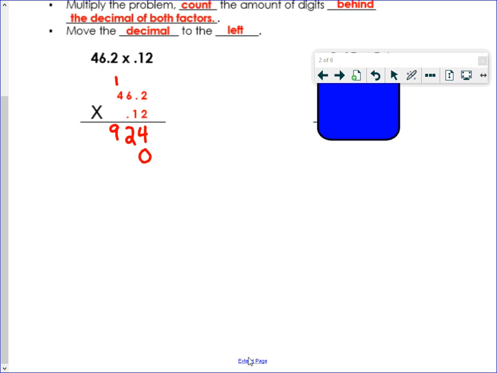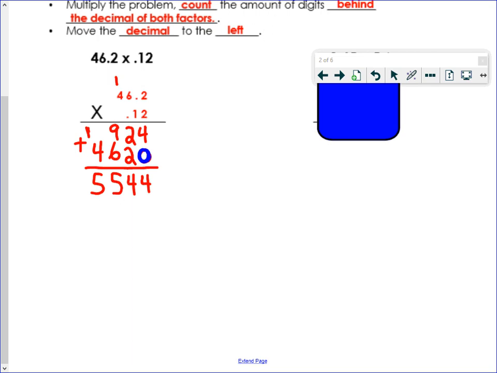So we can change colors. So we got our place value right there. And then it's going to be 1 times 2, which is 2. 1 times 6, which is 6. 1 times 4 is 4. Then we're going to add these up. Make sure you line them up correctly. 9 plus 6 is 15. We're going to add a 1 there, and then we have 5.